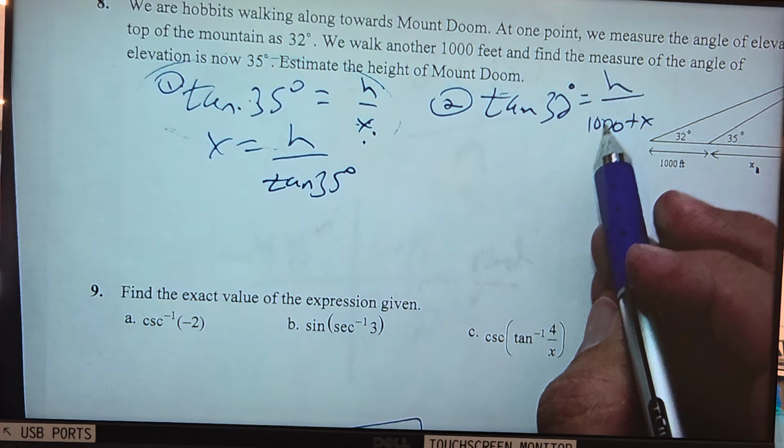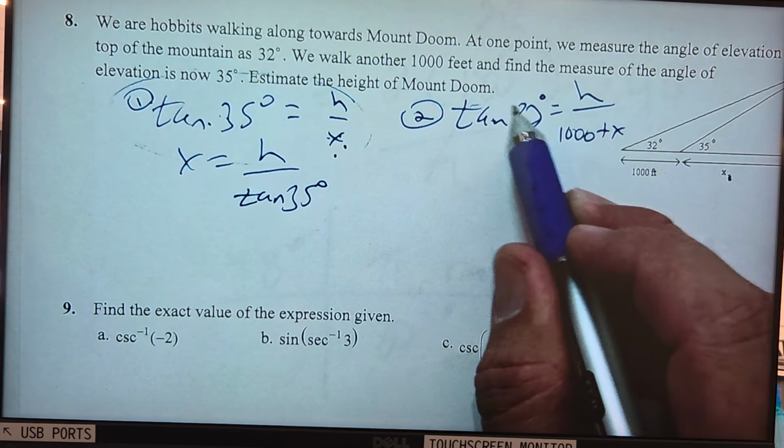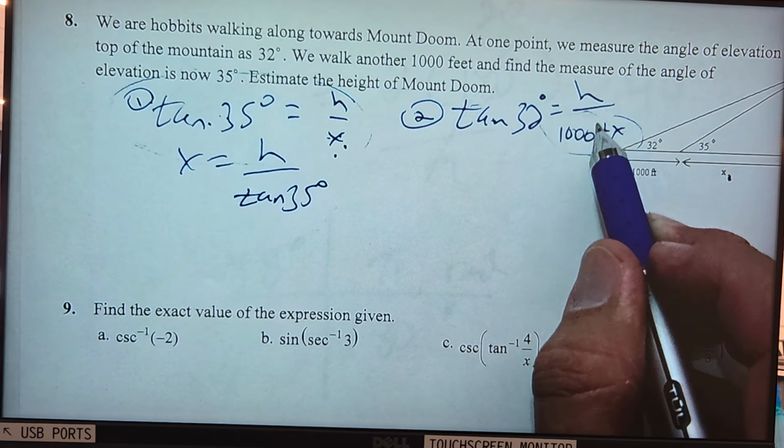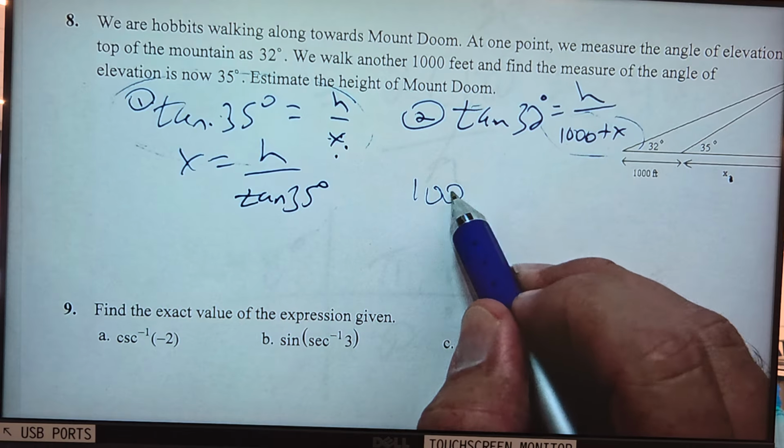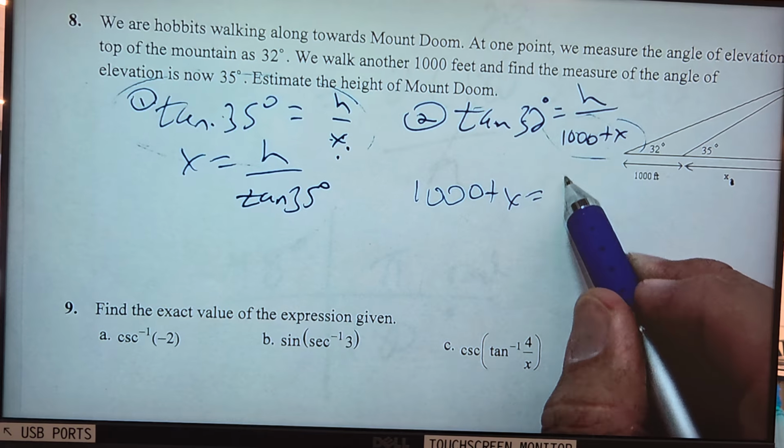Let's kind of clean this up a little bit. Can I do the same kind of thing here? Take this and multiply both sides, and then divide by that.